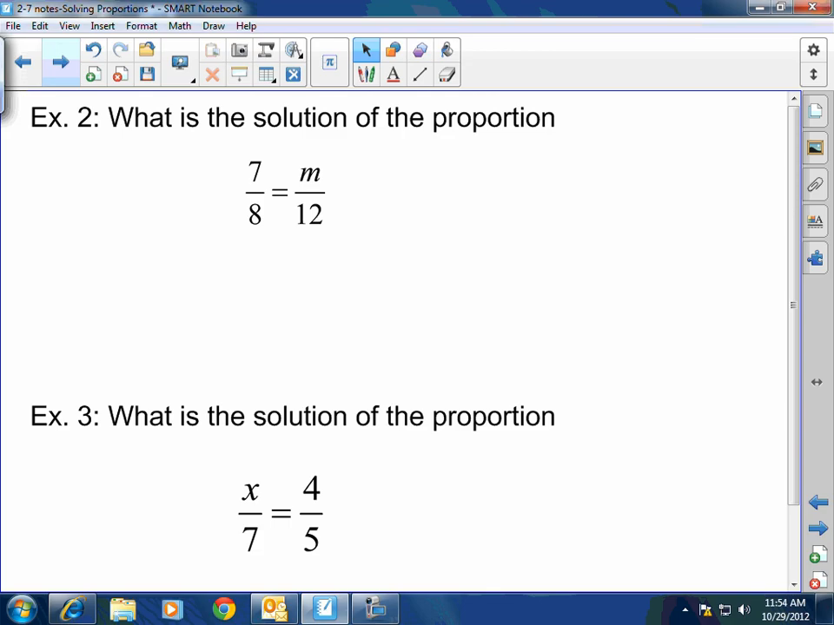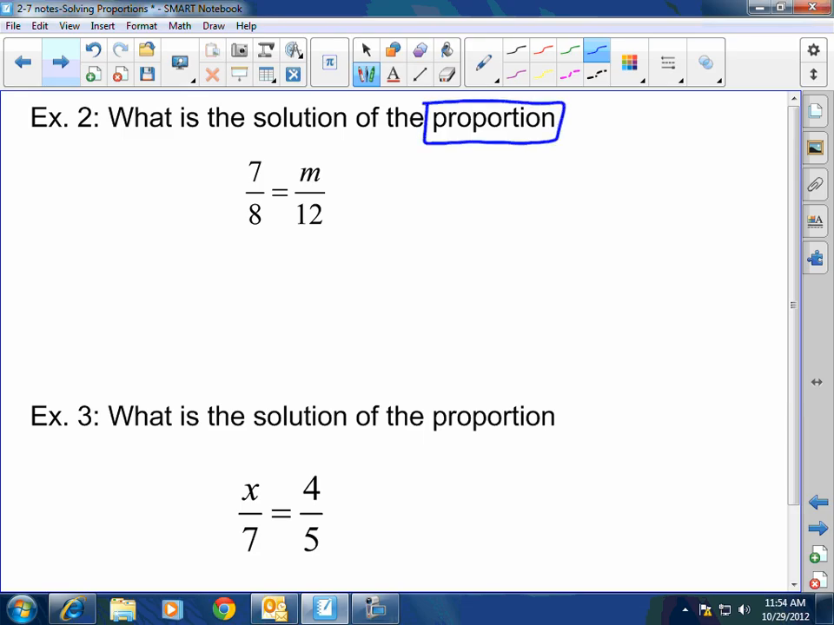Now, we also said that you can solve proportions by cross multiplying, and it is that easy. What is the solution of the proportion? They're telling you already that it's a proportion, so let's go ahead and cross multiply. When we cross multiply, you go from the denominator to numerator, right to left, and then denominator to numerator, left to right. So you have 8m equals 84.